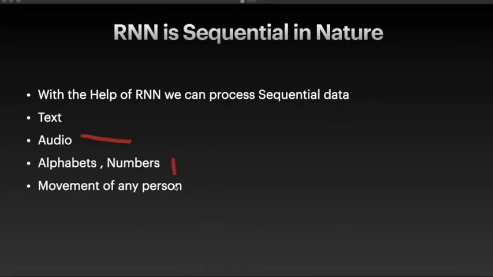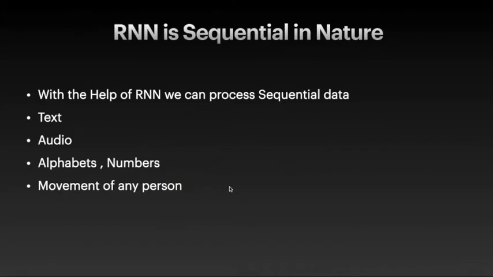A, B, C, D, and so on. Movement of any person is also sequential data. So whenever we have to process sequential data, we have to use RNN. Now, how is RNN different from feed-forward networks?